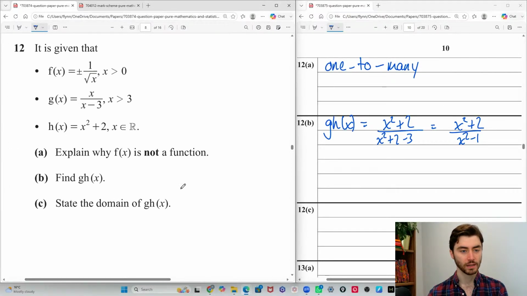State the domain of that. Well, h of x was all real x. But the y values from h have gone in for x. And these y values, we know that h of x has to be bigger than or equal to 2. And those are the values that go in for x here.